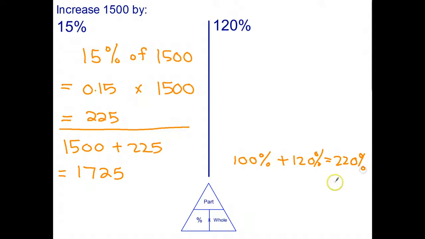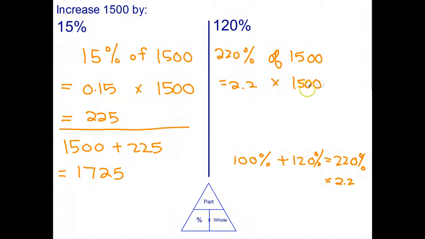220% of the original amount. And as a decimal, that's 2.2. So here I need 220% of 1,500. And that is going to be 2.2 times 1,500. And I'll use my calculator for that. 2.2 by 1,500 gives me 3,300. And there's the answer to the second question.